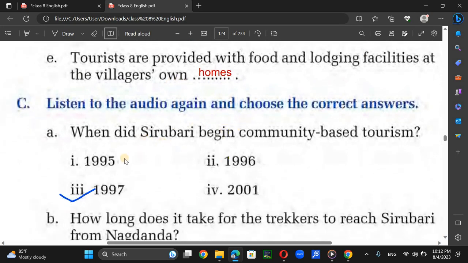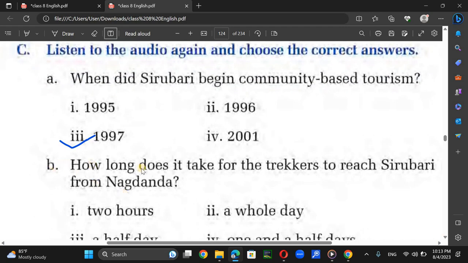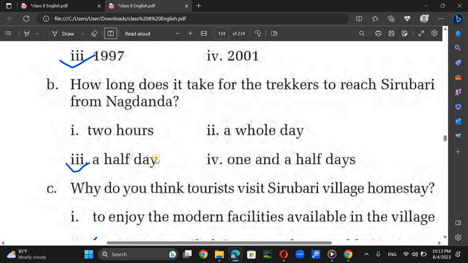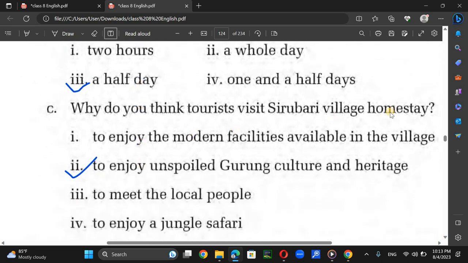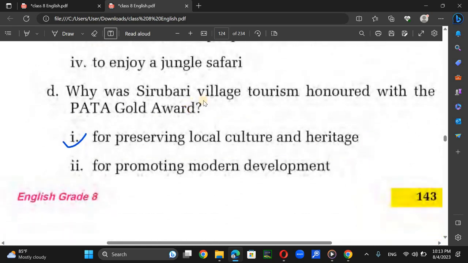Now listen to the audio again. So you have listened to the audio. When did Sirubari begin community-based tourism? In 1997. Next, how long does it take for the trekkers to reach Sirubari from Negdada? A half day. If they go on foot, it takes a half day. Why do you think tourists visit Sirubari village homestay? They visit Sirubari village homestay to enjoy unspoiled Gurung culture and heritage. And why was Sirubari village tourism honored with the PATA Gold Award? For preserving local culture and heritage.